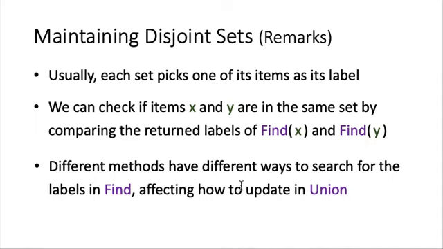Now different methods use different ways to search for the labels in the find operation, and this will also affect how we perform the updates in the union operation. Because when we do union, the relationship between the sets may change. Some sets will be combined into one, so some of the items may need to have a new label.